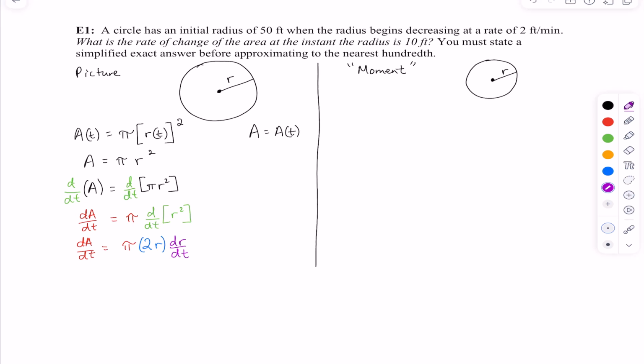Now, I'm going to realize that these are the related rates. There's a rate involving area and there's a rate involving radius. Now I go back and read the question again. What is the rate of change of the area at the instance the radius is 10 feet? So this goes on the right-hand side of the page. The instance here is going to equal 10.